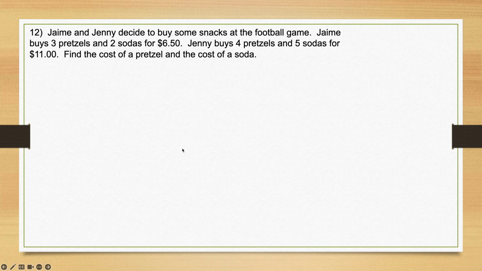Okay, so 3 pretzels, 2 sodas is $6.50. Now, I'm using a D for soda. I don't like using an S because sometimes you can get confused and think 2S is 25. So I don't want to have that problem. 3P plus 2D is $6.50. If you want to use an S, I suggest writing a script S because that doesn't look like a regular 5. And then 4 pretzels and 5 sodas is $11.